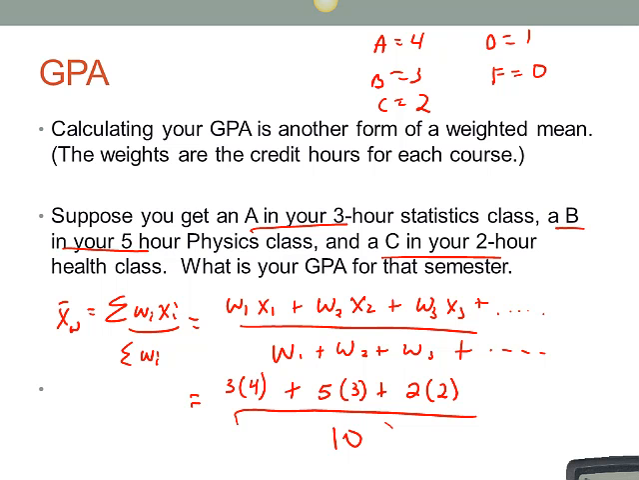And then just do the arithmetic, right? 3 times 4 is 12, plus 5 times 3 is 15, so 12 plus 15 is 27, plus 4 is 31, over 10, and I can do that without a calculator. I get a 3.1, so that is my GPA for this semester.